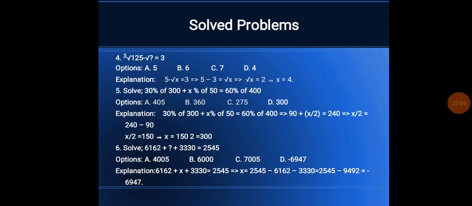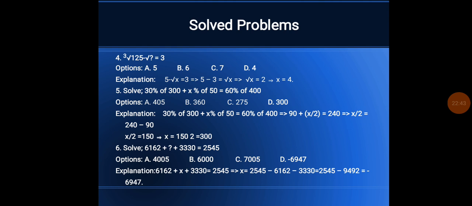The next one is cube root of 125 minus square root of x equal to 3. Okay, we have to find x. What is the cube root of 125? Which number multiplied three times gives 125? It is 5. So 5 into 5 into 5 is 125. So the cube root of 125 is 5. So 5 minus square root of x, we have to find that x, which is equal to 3.